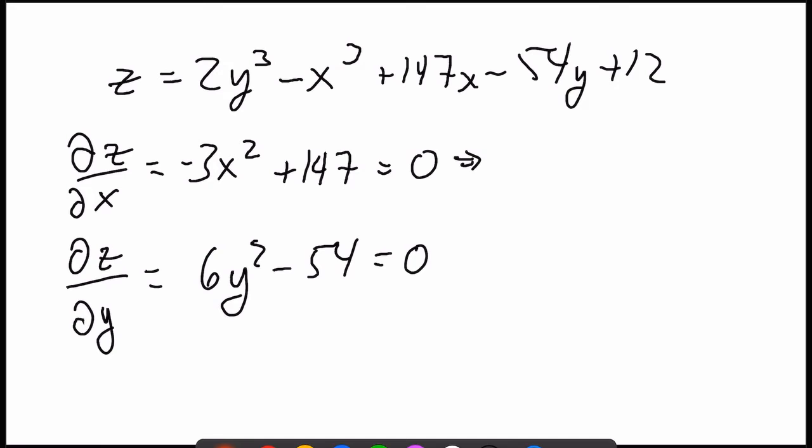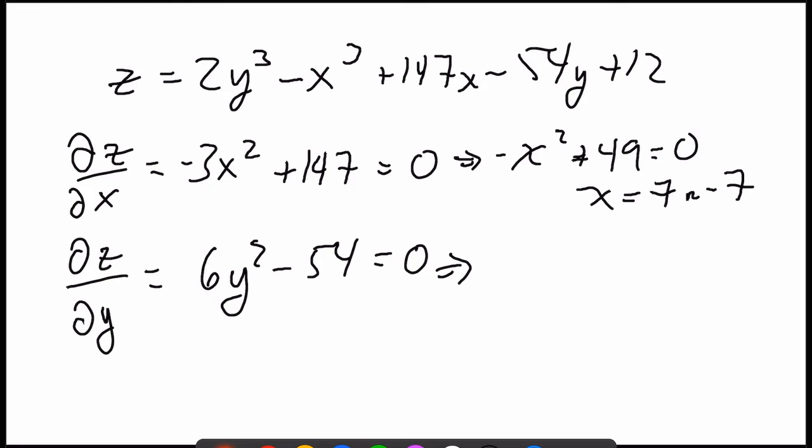So that's minus x squared plus 49 equals 0. So x equals 7 or minus 7. And we can solve this one. It's y squared minus 9 equals 0. So y equals 3 or minus 3. Okay? Is that exciting? Yeah.